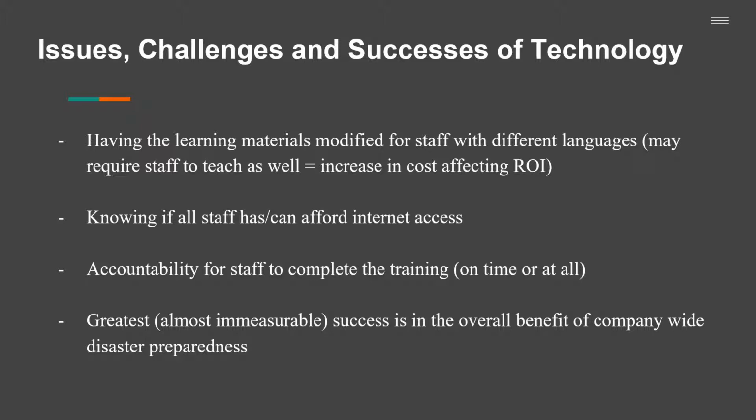Now, some of the challenges and successes and issues that we were looking at, particularly the issues and challenges were, let's say that your staff did not all speak English, having to modify it to work for their language, which may also mean that you may have to not only have it reworked, but you may have to have staff come in and teach the hands-on portion, which would increase cost, affecting your return on investment. You also can't assume that everybody has the internet or can afford the internet access, so that is also a barrier to learning. And accountability for the staff to complete training. If you have a date set and they don't do it, how would you create that accountability?